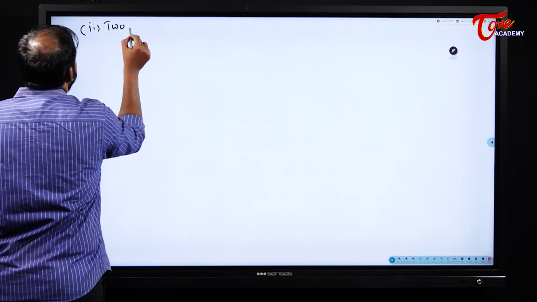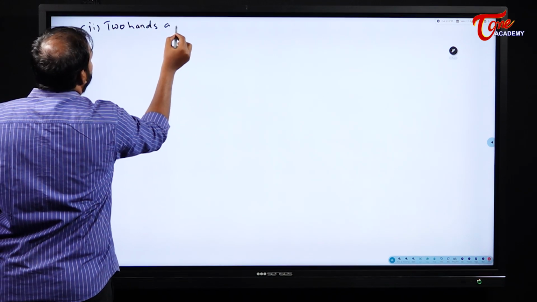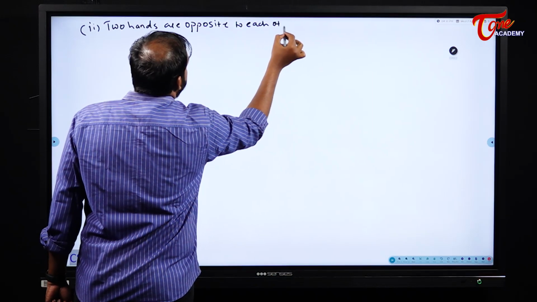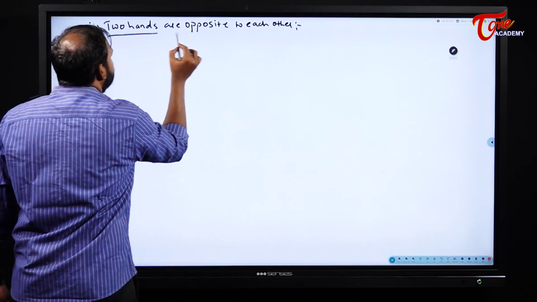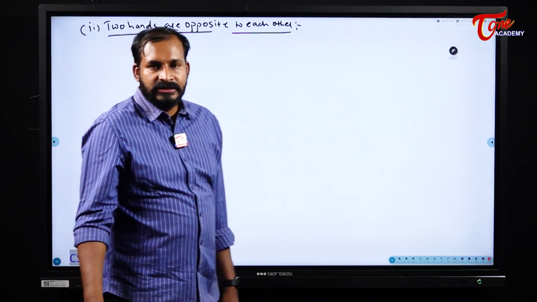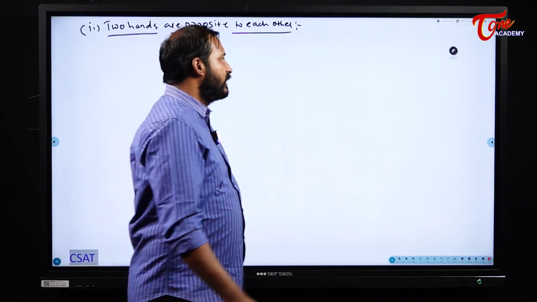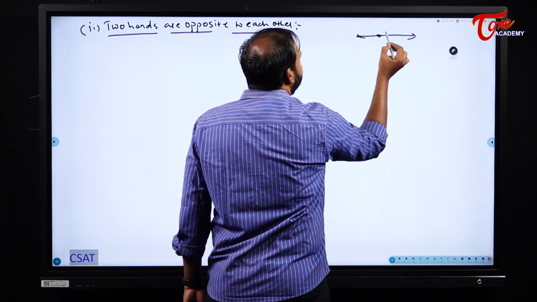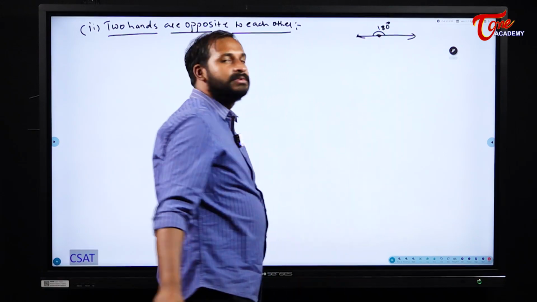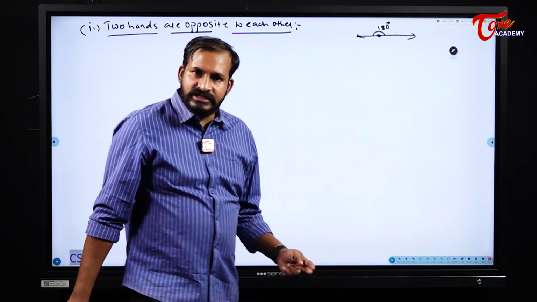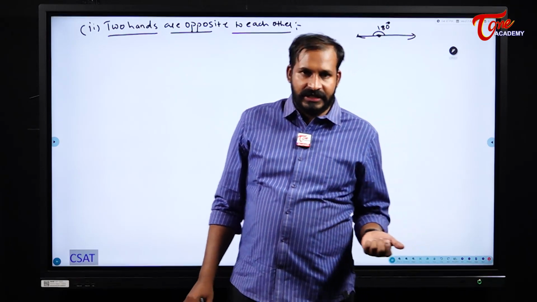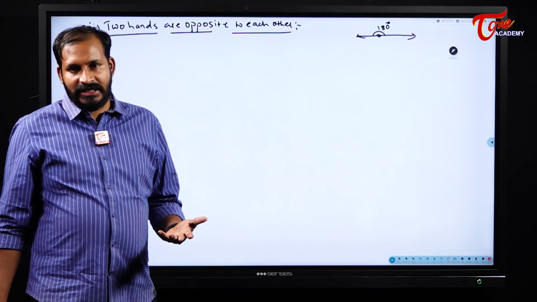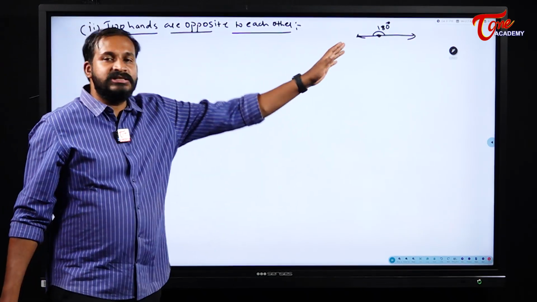Second case. Two hands are opposite to each other. Exactly opposite to each other. Opposite means what? Straight line, and opposite also we can call. That means they both will be like this. Now tell me what will be the angle between them? 180 degrees, right? When the two hands coincide, the angle between them is 0 degrees. When the two hands are opposite to each other, then the angle between them will become what? 180 degrees for us here.